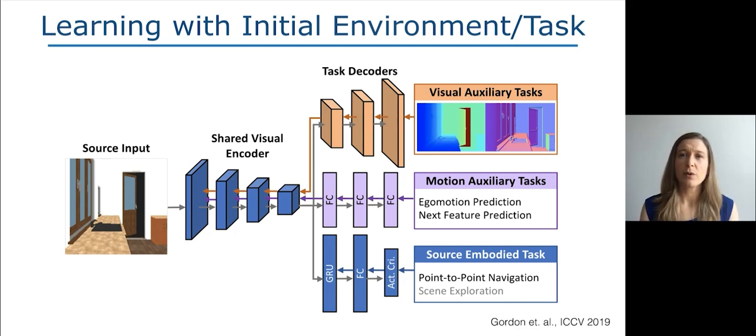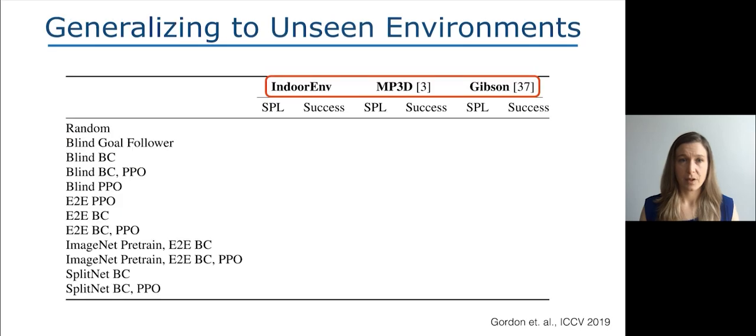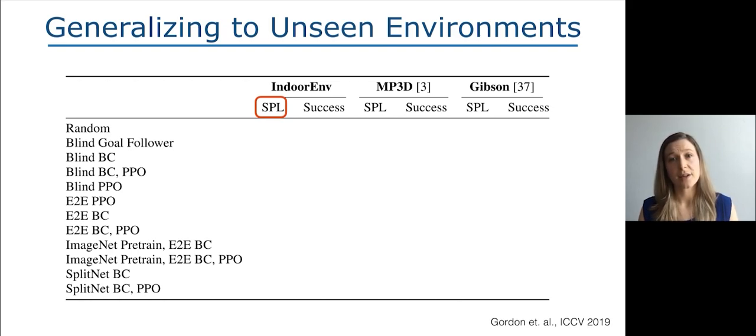But first, we want to evaluate how well this model performs when trained using the auxiliary tasks. And we're going to evaluate it across 3 different simulated environments. And we'll measure our performance using both success, which just means how frequently you make it to the goal, as well as SPL, which incorporates information about success together with how far away you were or how long a path it took to get to the goal.